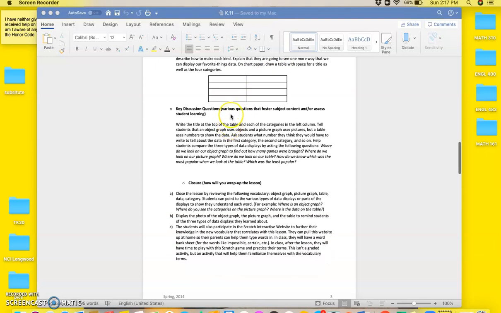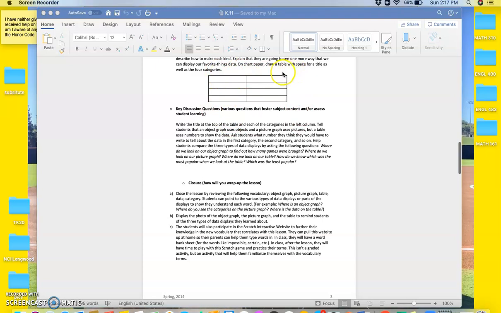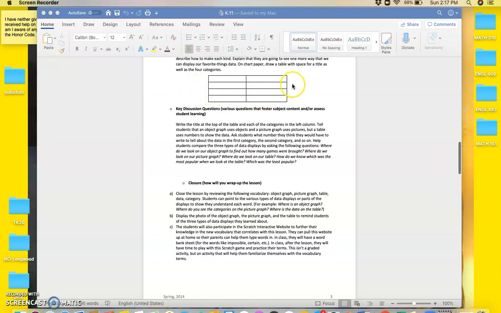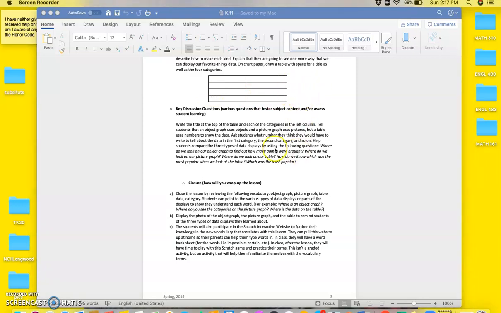And then right here is a table that we will design, and it will be labeled object graph, picture graph, and then have the number of things like toy and picture. Then over here will be like dog or boat or vehicle, anything like that. And they will count the numbers so they know which category had the most and which category had the least, so they can see that a table is different from a chart.